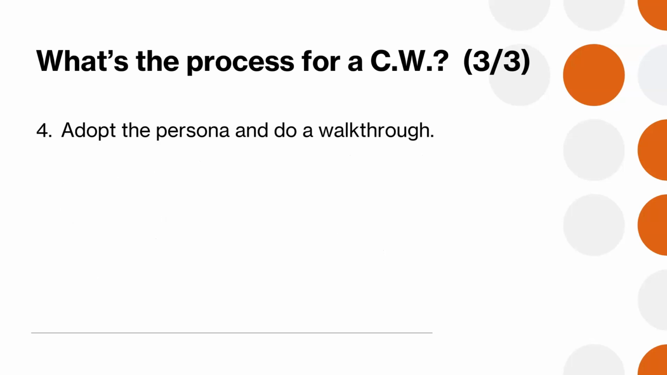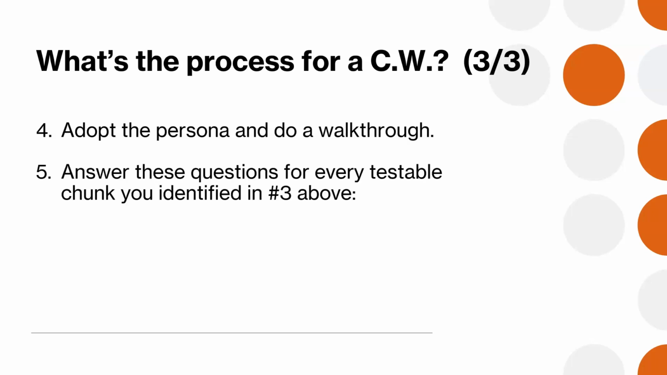The next step in a cognitive walkthrough is adopting that persona and actually doing a walkthrough. Make sure when you do this that you document what happens. That's involved in step number 5. You want to answer these questions for every testable chunk that you identified when you broke down the sequence of actions into testable chunks. First, will the user know what to do at this particular juncture?